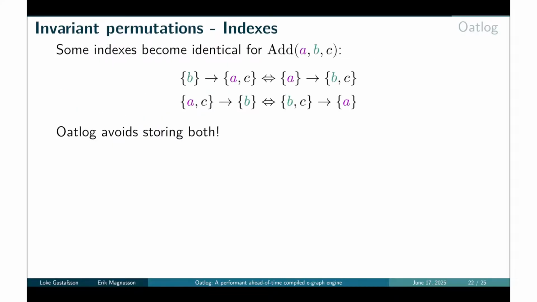Additionally, the invariant permutation means that some indexes would be equivalent, and as it can simply alias one for the other, Oatlog avoids storing and maintaining both.